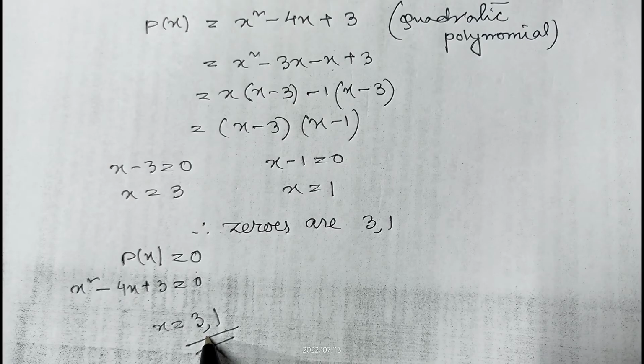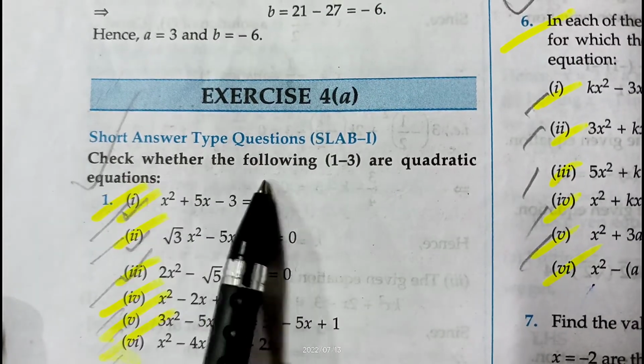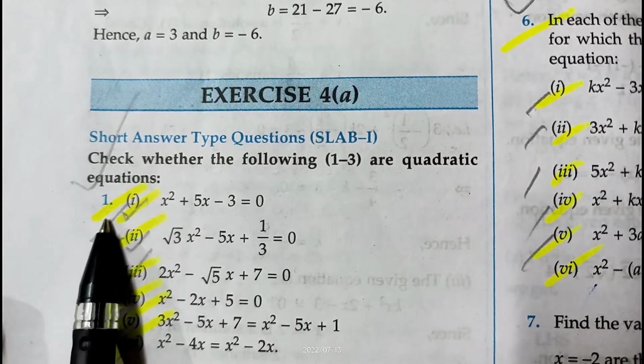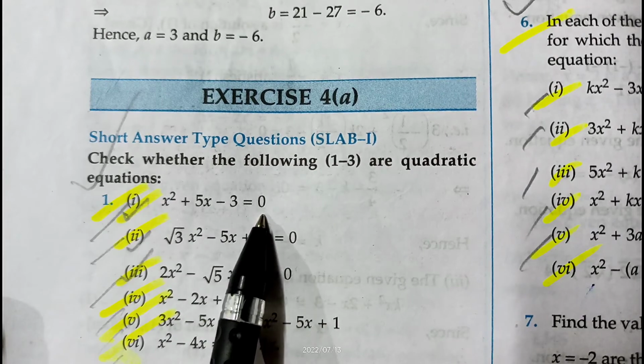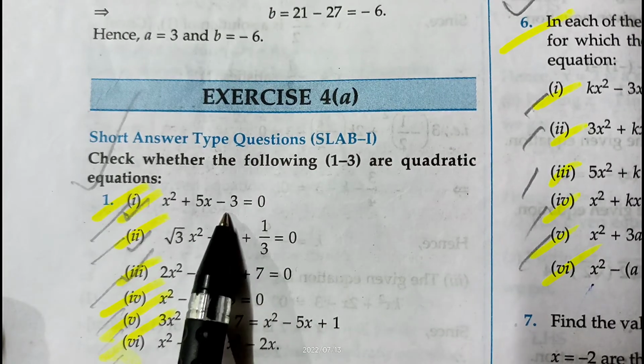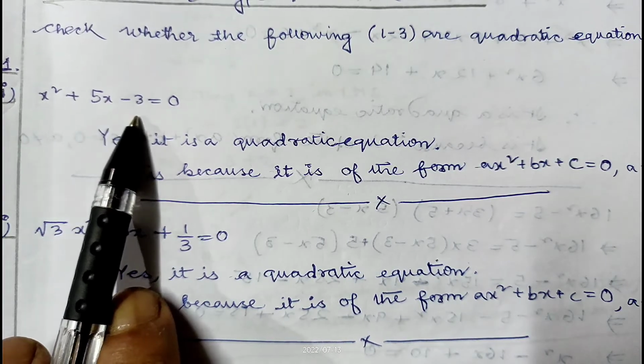Let me start 4A now. In exercise 4A, the first question is: check whether the following are quadratic equations. Here the first part is x square plus 5x minus 3 equals 0. And we have to check whether this is a quadratic equation or not. Here x square plus 5x minus 3 equals 0.